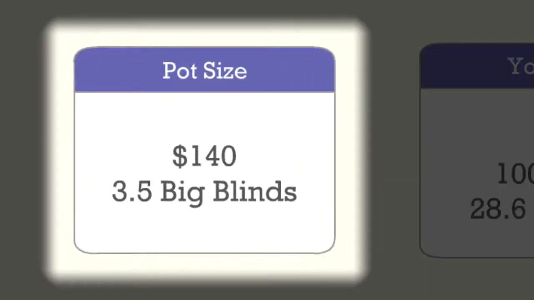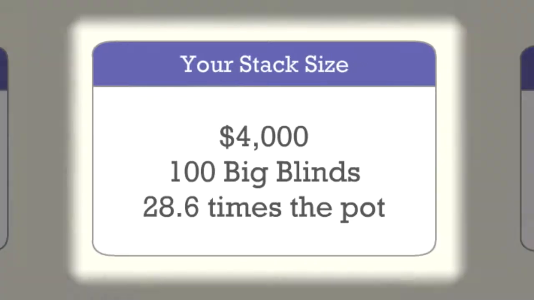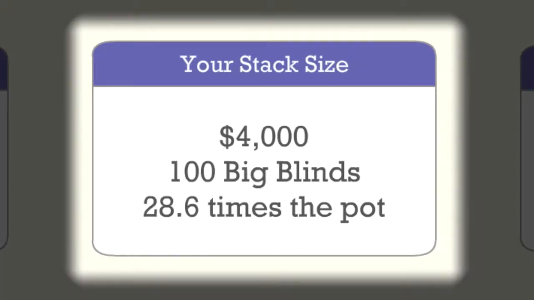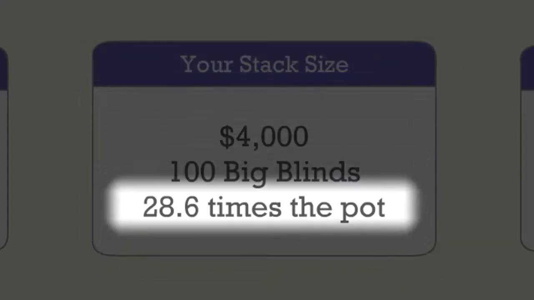Next, we see the pot size given in both dollars and big blinds. And over here we see your stack size also given in dollars and big blinds, and how big your stack is relative to the pot size. That last number is the most important because if you're going to play a speculative hand like pocket fives, you want to make sure you have enough chips after the flop to get paid off when you hit something.